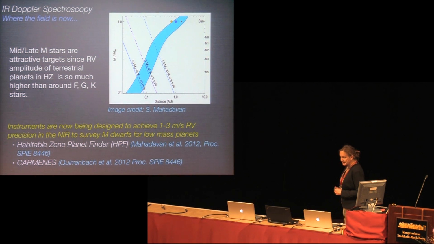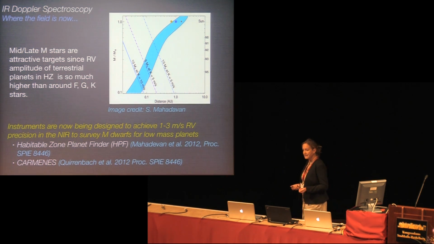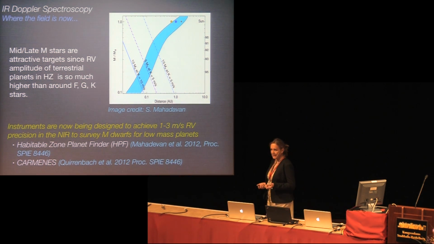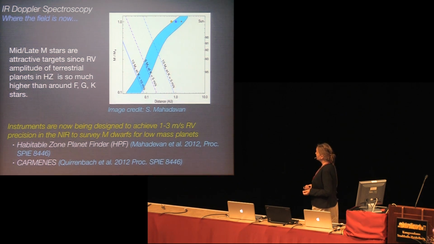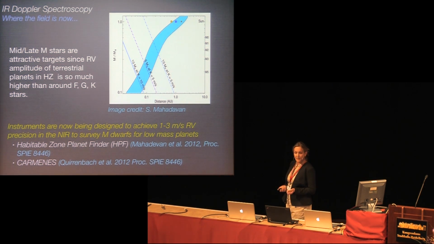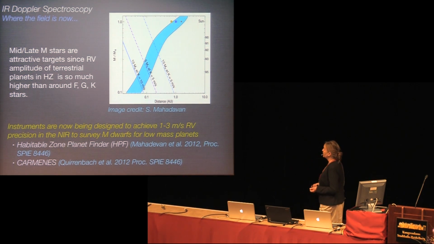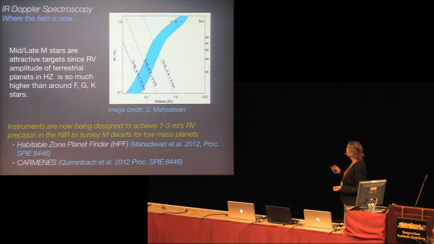The bias in the optical Doppler measurements is that we look mostly at late F, the G, and the K dwarfs, and the early M dwarfs as well. The late M dwarfs simply don't have as much flux in the optical part of the spectrum, and so there's ongoing effort to build spectrographs that could be especially well suited for observing the mid to late M dwarf stars.